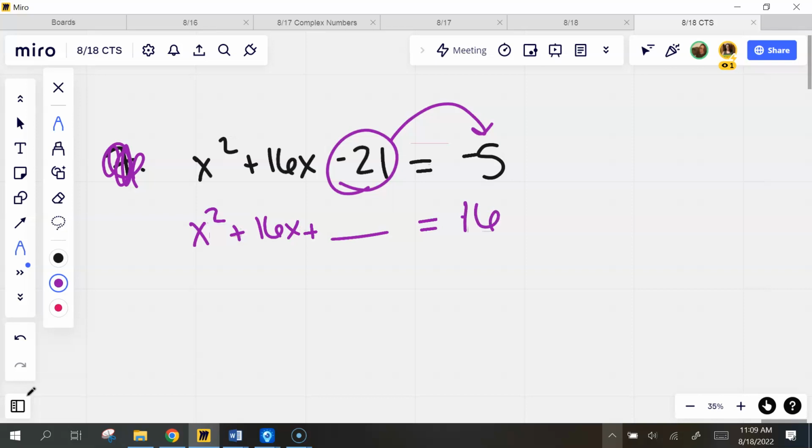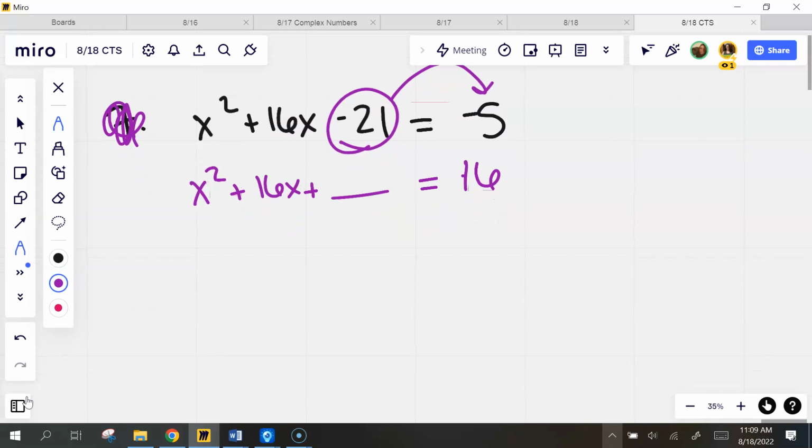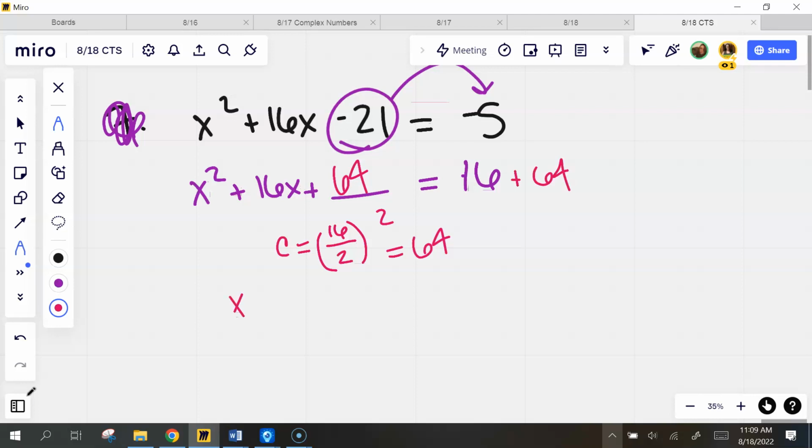Now find the good C. What's the good C that goes there? Half the middle squared is 64. Do I just put it here? No, it's an equation. It has to stay balanced, so it's going to go on both sides. Let me just finish this one. Factor it. What does that give you? 80. And from there, you should be able to solve it.